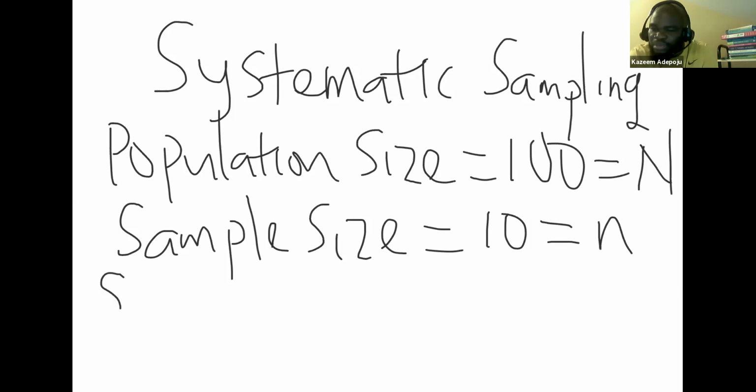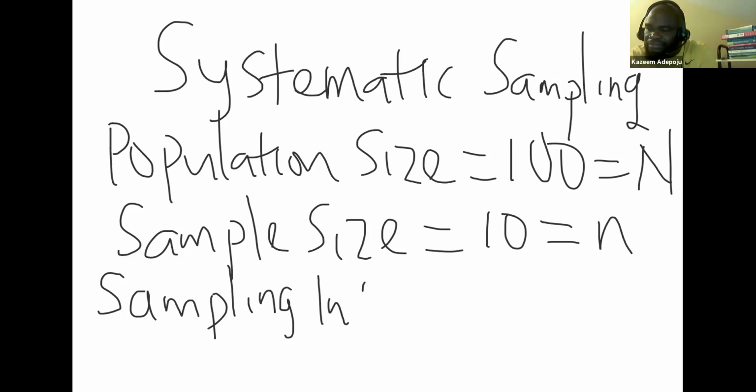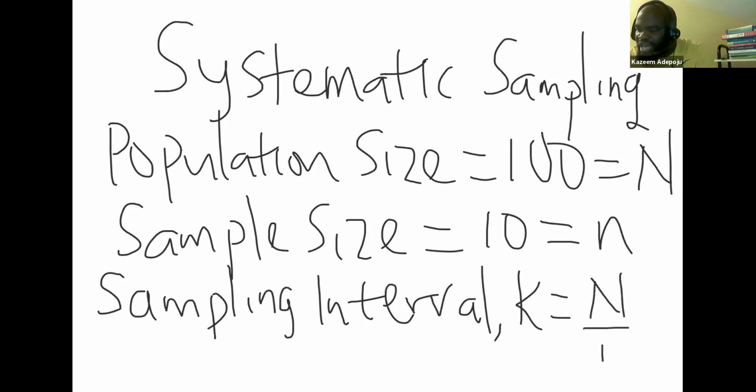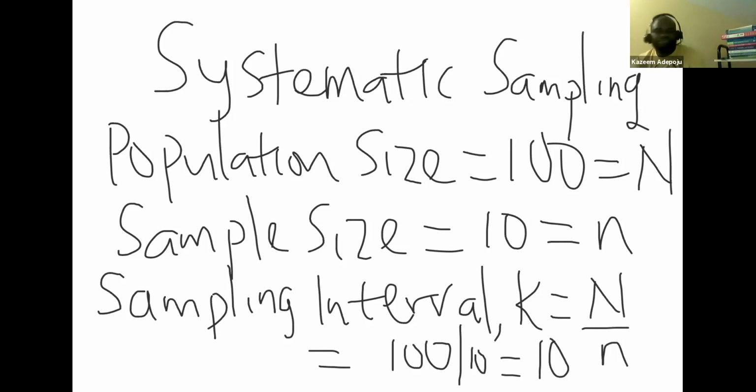Then I need to be able to compute what I call the sampling interval. The sampling interval is represented as K, the ratio of big N to small n. In this case, it's 100 divided by 10. So my sampling interval is 10. Now, if my sampling interval is 10, then I need to decide on the random start.